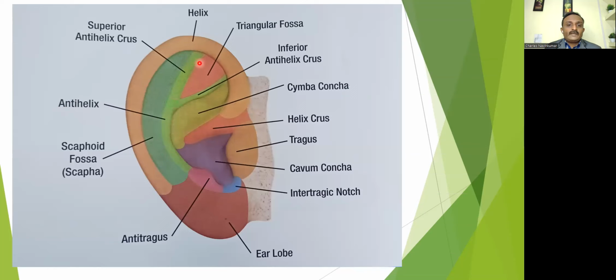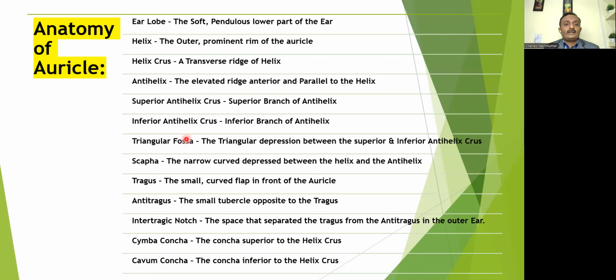The space between the superior antihelix and the inferior antihelix is called the triangular fossa.